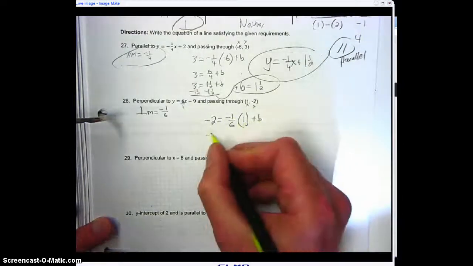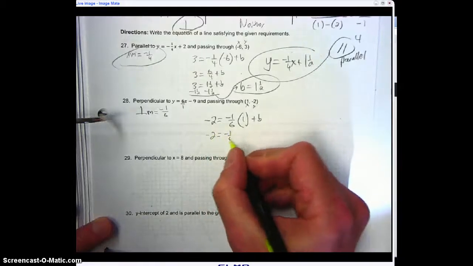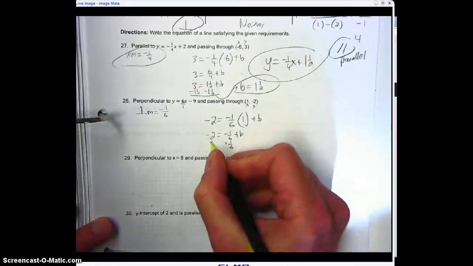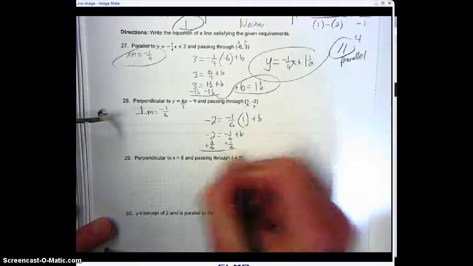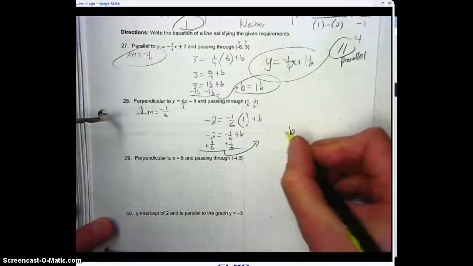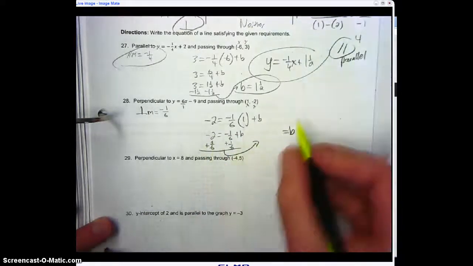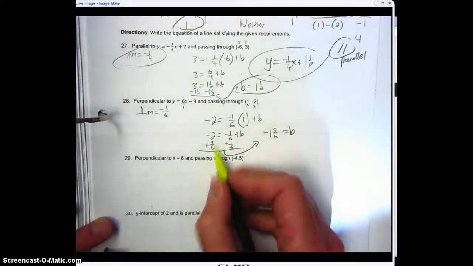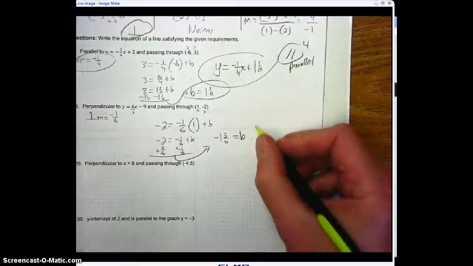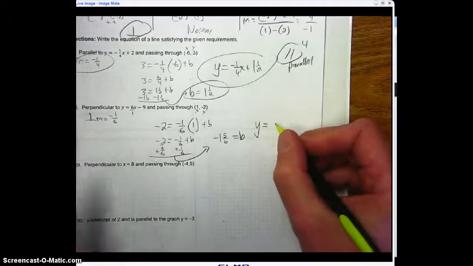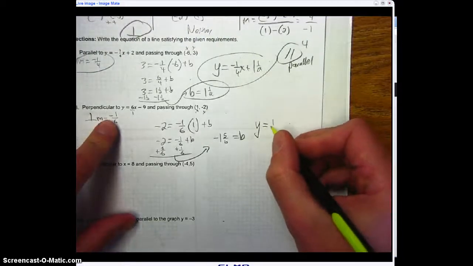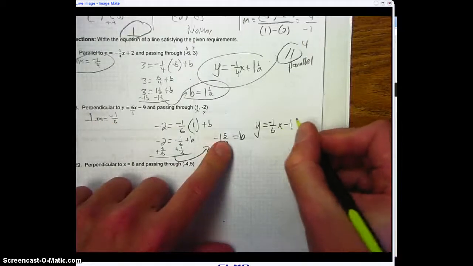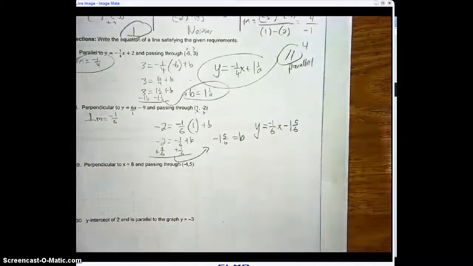1 times negative 1/6 is negative 1/6 plus b. Add 1/6 to both sides, and you end up with b equals negative 2 plus 1/6, which is negative 1 5/6. Take your time and do it properly if you're not sure how. The equation therefore is y equals the new slope, negative 1/6 x, with the new y-intercept, minus 1 5/6.